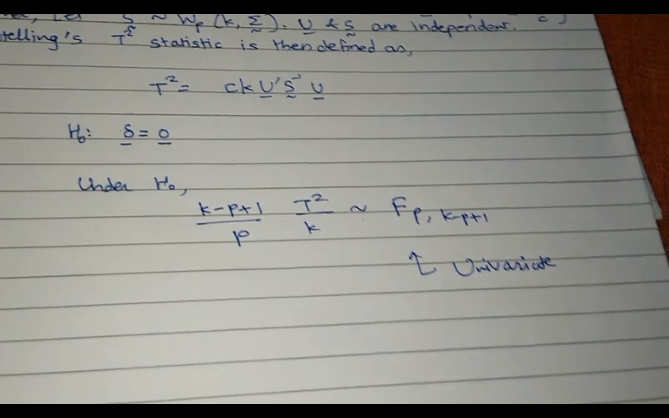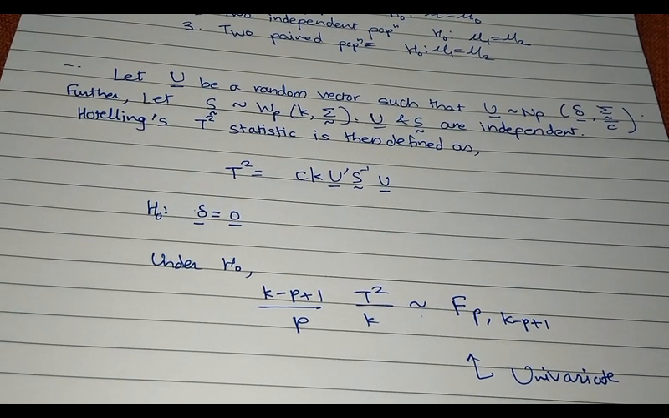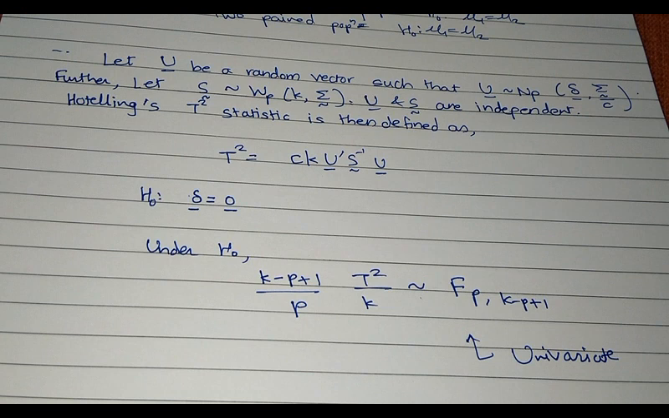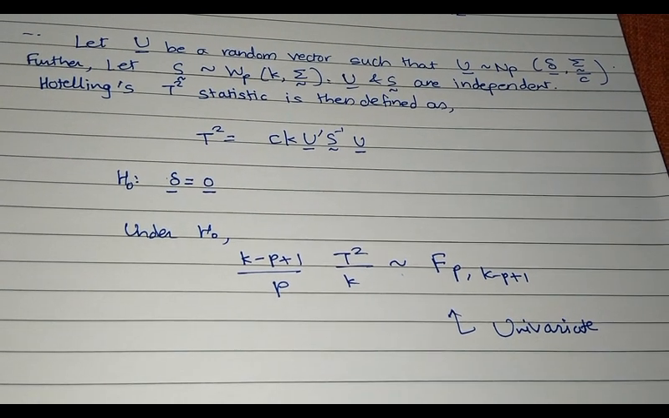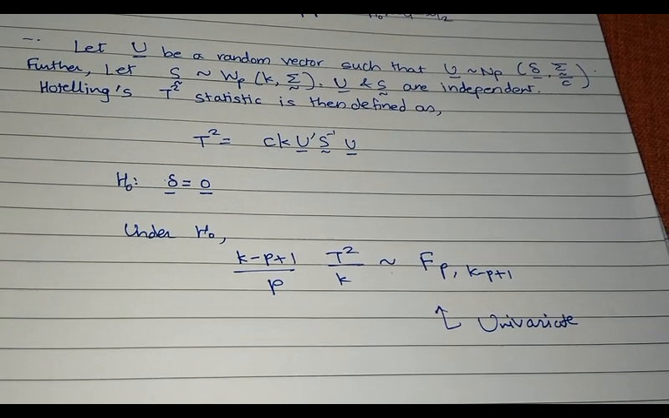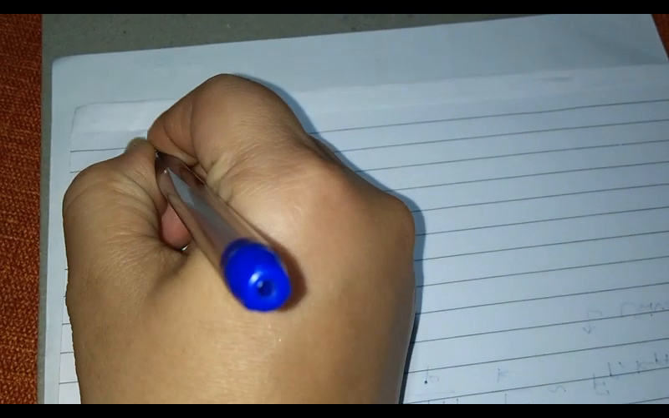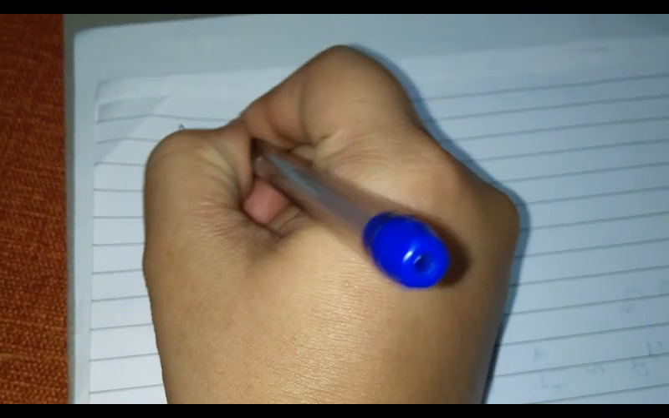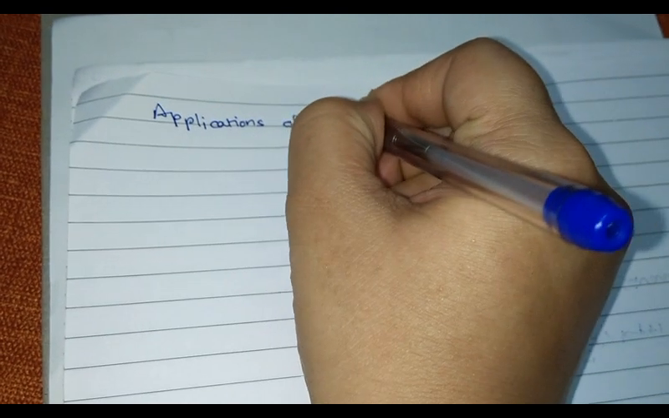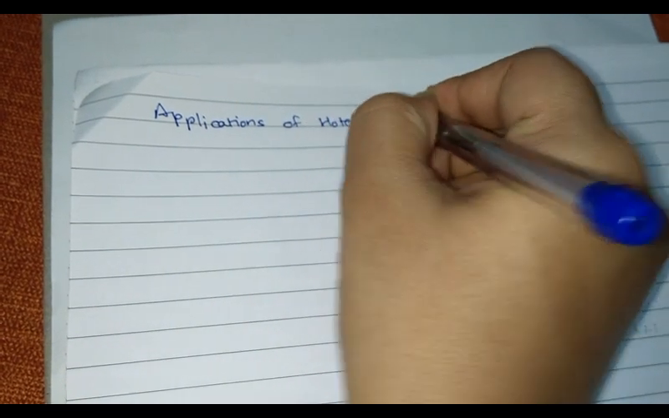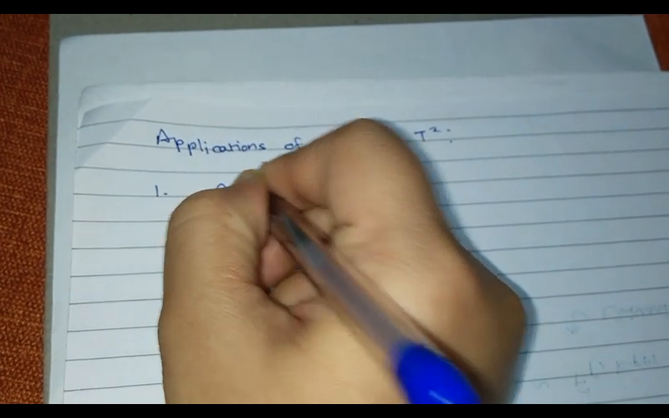Now that we have this result, the definition of the Hotelling T-square statistic and its null distribution, we are going to see some applications. What are the multivariate scenarios in which we can use these? Let us start with the very easy application, that is the single sample case. So we are going to start with applications of Hotelling's T-square. First case is single sample.